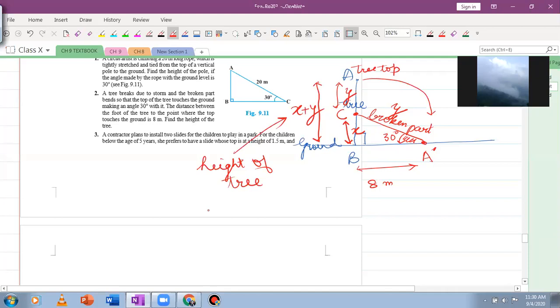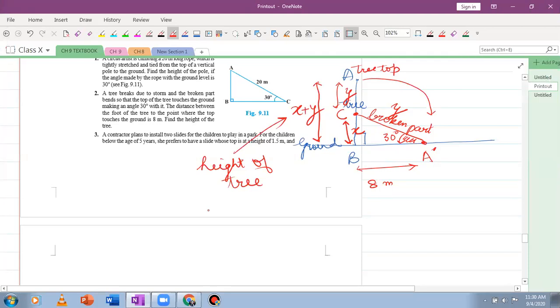Is the representation clear to everyone? Yes, ma'am. I've actually written everything in the figure itself. If you want, you can just describe it. And that's what we are going to do. We're going to describe everything.